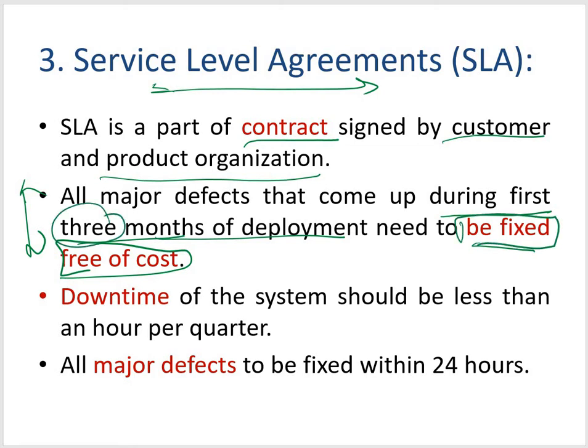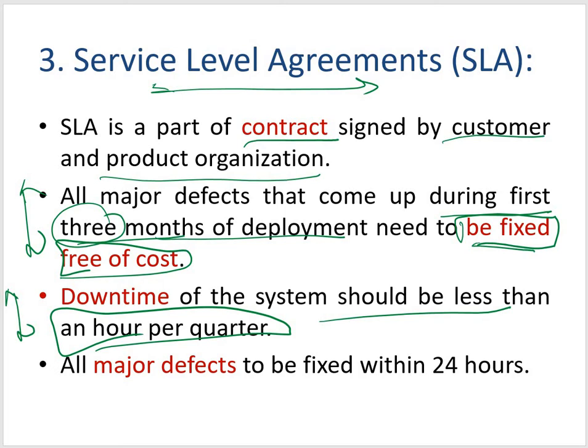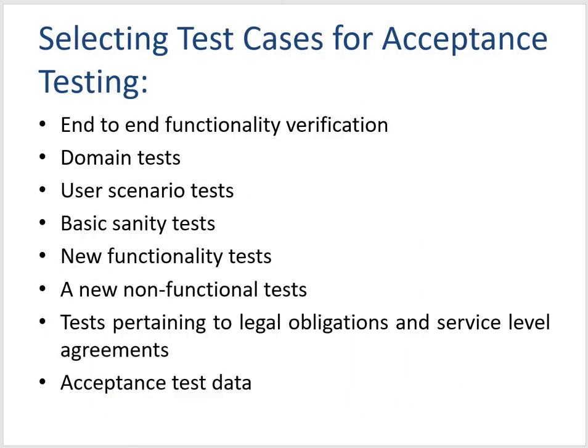It can be like all major defects that come up during the first 3 months of the deployment need to be fixed free of cost, right? This can be one of the clauses, not only 3, it can be 6. That depends on what kind of service level agreement we are doing. And one of the points can be like downtime of the system should be less than an hour per quarter. And even after all these things, if we observe some major defects, they should be fixed within 24 hours. That can be one of the service level agreements.